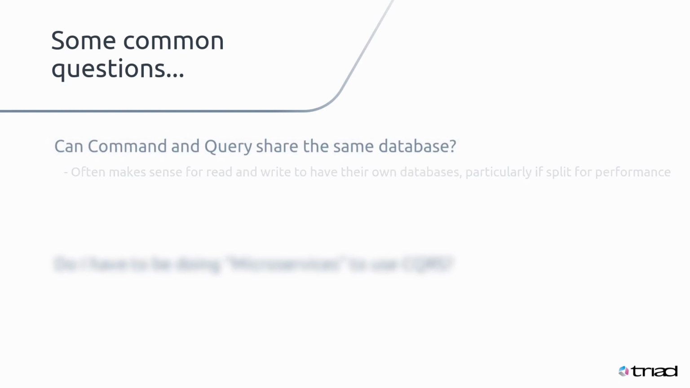So here's a couple of common questions that we've received about CQRS. The first one, can command and query share the same database? Yes. It does often make sense for read and write to have their own databases, particularly if they're split for performance reasons, and the read side will benefit from having its own copy of the data, and so it can scale its data store with itself.